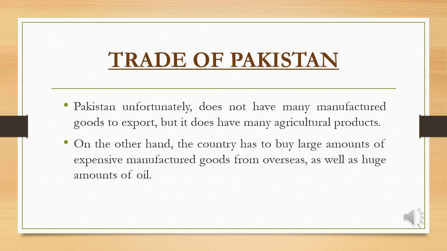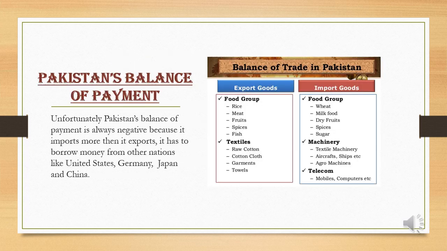Trade of Pakistan. Pakistan, unfortunately, does not have many manufactured goods to export, but it does have many agricultural products. On the other hand, the country has to buy large amounts of expensive manufactured goods from overseas, as well as huge amounts of oil. My dear students, as you know, Pakistan exports some food items and cotton, whereas it imports sugar, machinery and computers.